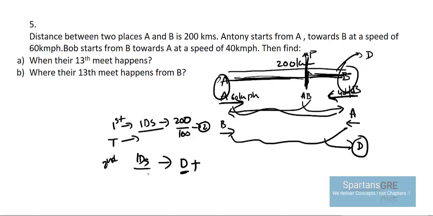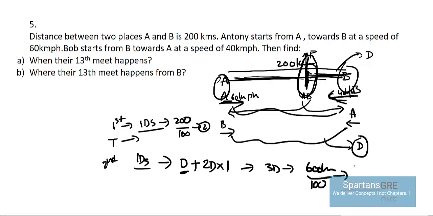For the second meet, the initial distance will be that initially they are here and here, right? So that D plus, once they meet, the meeting happened once, right? After the first meet, they have to travel 2D, right? 2D into 1. So total distance will be 3D. So it will be 600 kilometers. This will be your initial distance. And speed will be again 100. So it will be 6 hours. So the second meet will happen after 6 hours.